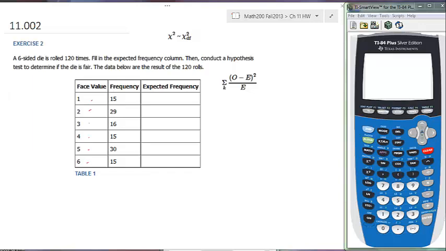This is problem number 2 from chapter 11. It says here a 6-sided die is rolled 120 times. We want to fill the expected frequency column, then conduct a hypothesis test to determine if the die is fair.